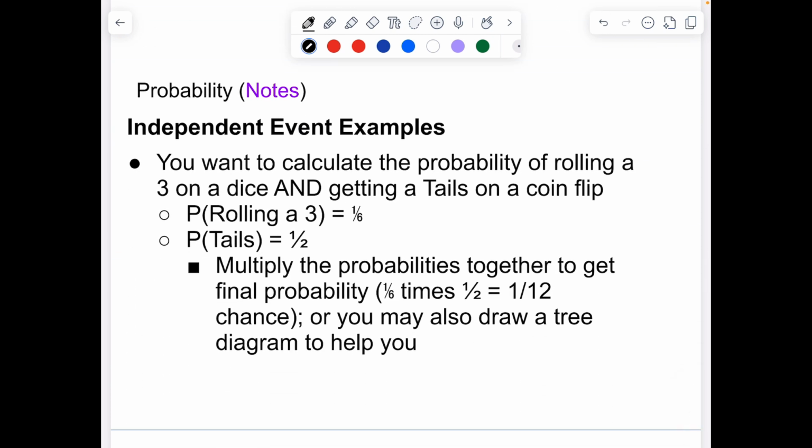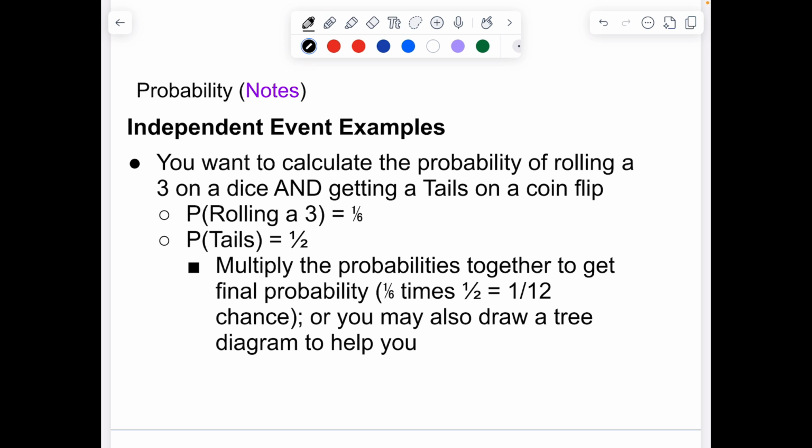Okay, so some examples now for independent events. Let's say you want to calculate the probability of rolling a 3 on a die and getting a tails on a coin flip. We already calculated that the probability of rolling a 3 would be a 1 out of 6 chance, because you could roll a 1, a 2, a 3, 4, 5, or 6. And then for flipping a tails, we have a 1 out of 2 chance, because you could either flip heads or you can flip tails.